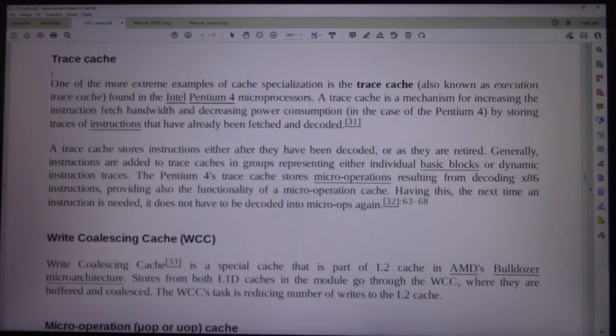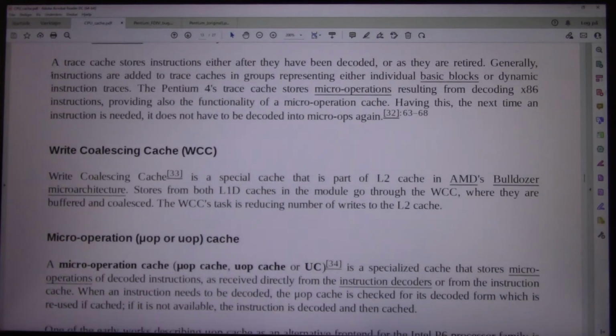A trace cache stores instructions either after they have been decoded, or as they are retired. Generally, instructions are added to trace caches in groups representing either individual basic blocks or dynamic instruction traces. The Pentium 4's trace cache stores micro-operations resulting from decoding x86 instructions, providing also the functionality of a micro-operation cache. Having this, the next time an instruction is needed, it does not have to be decoded into micro-ops again.